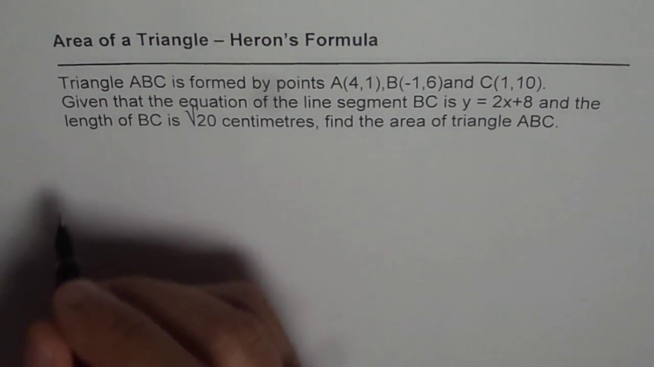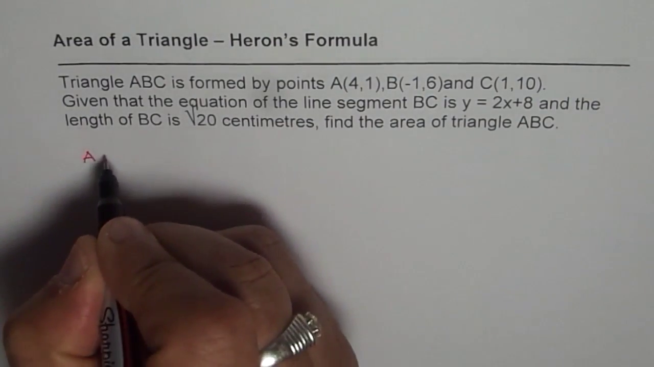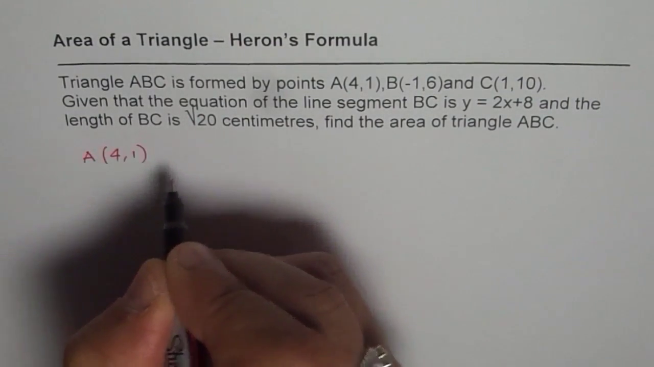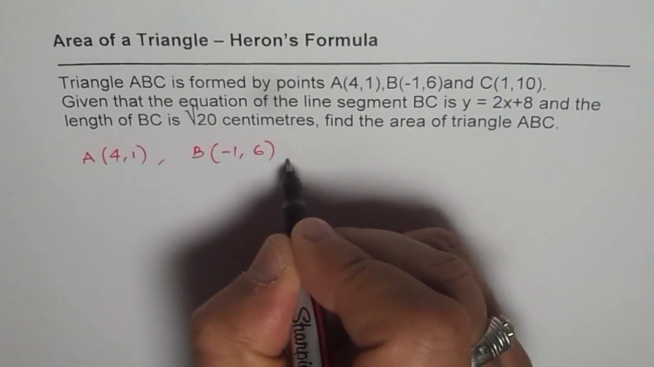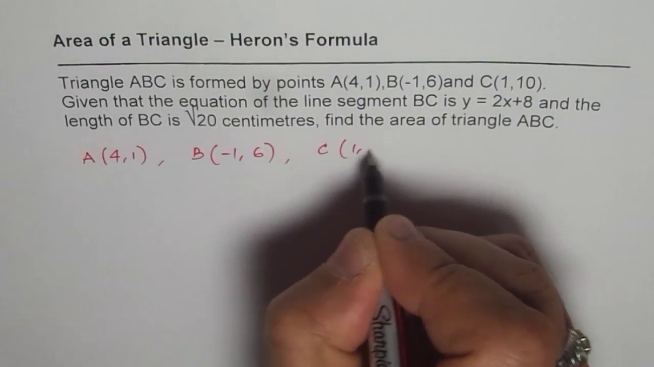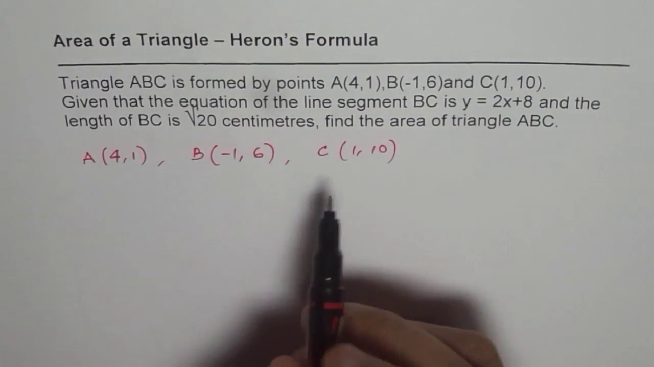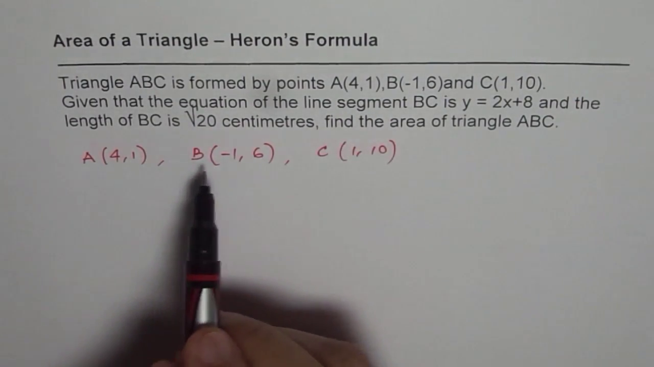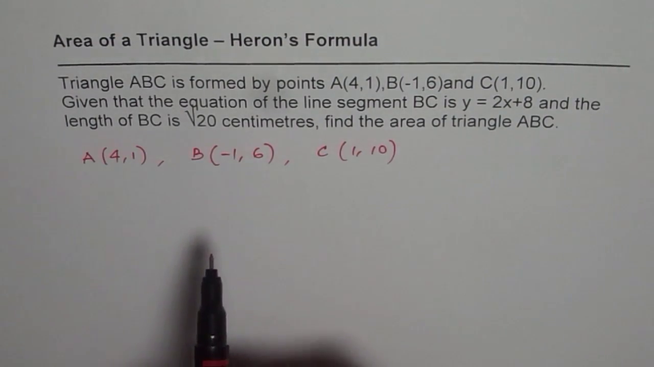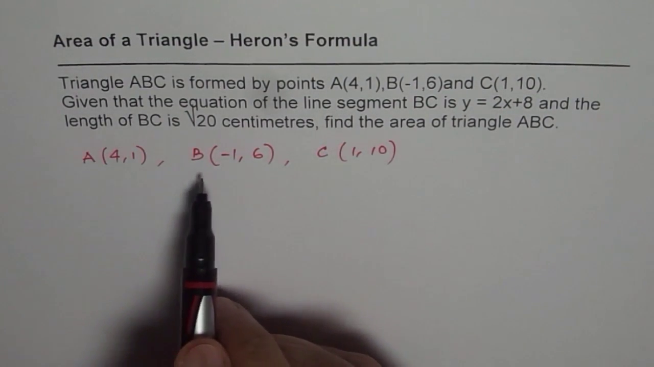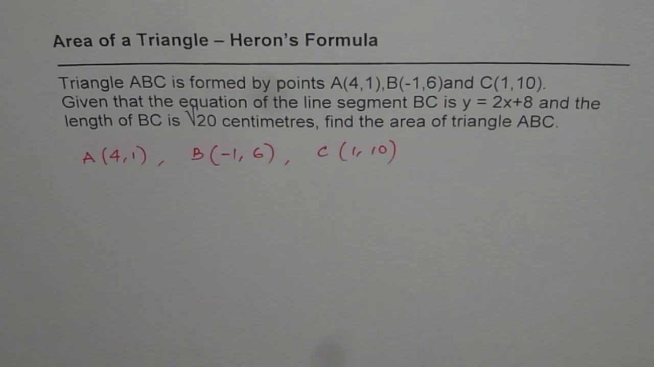So what we are given here is point A (5, 1), point B (-1, 6) and point C (1, 10). Now if you find the slope between these lines, you'll find that this triangle is not a right triangle. Second, if you find the side lengths, these side lengths are also not equal. So it's a scalene triangle.